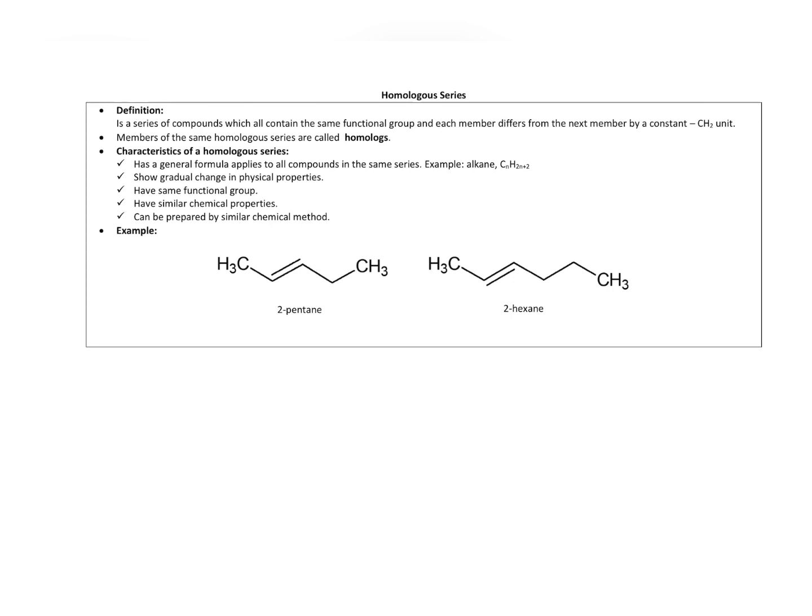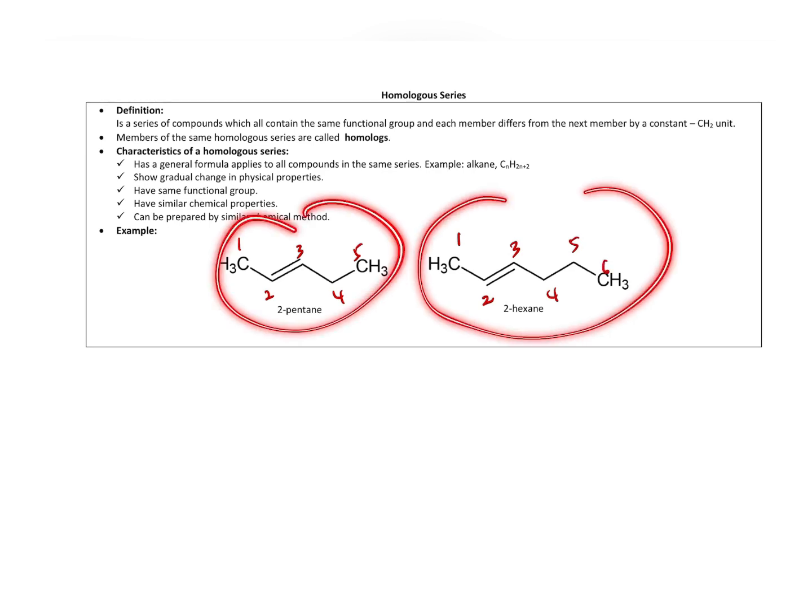Okay, so members of the same homologous series are called homologs. Okay, so kita boleh tengok homologous series. Kita tengok example dululah. Okay, so ini ada berapa carbon ni? Ni 1, 2, 3, 4, 5. Okay, ini 1, 2, 3, 4, 5, 6. Okay, beza carbon dia berbeza lah. Ini 5 carbon, ini 6 carbon.